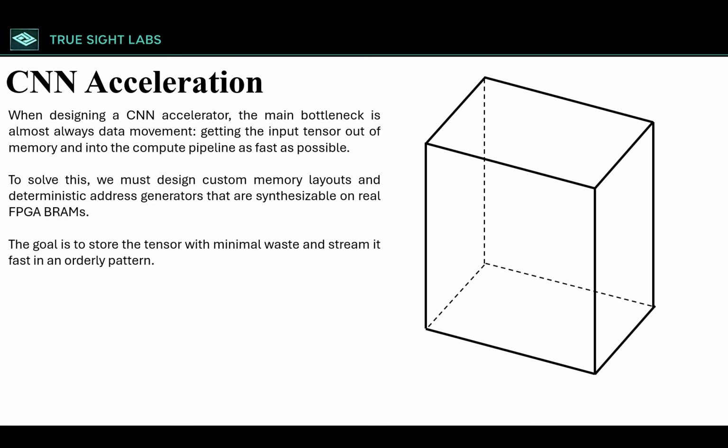When you build a convolutional neural network accelerator, the bottleneck is almost always data movement, not the math. The compute itself is straightforward, but the hard part is getting the input tensor out of memory and into the compute pipeline fast enough to keep the hardware busy at every clock cycle.